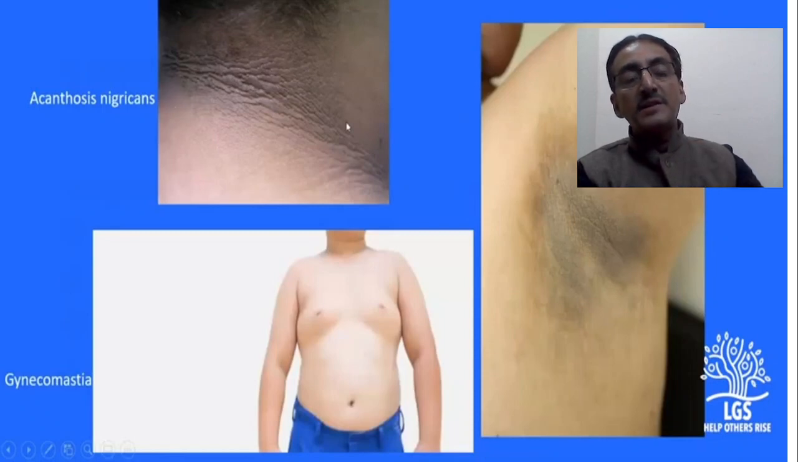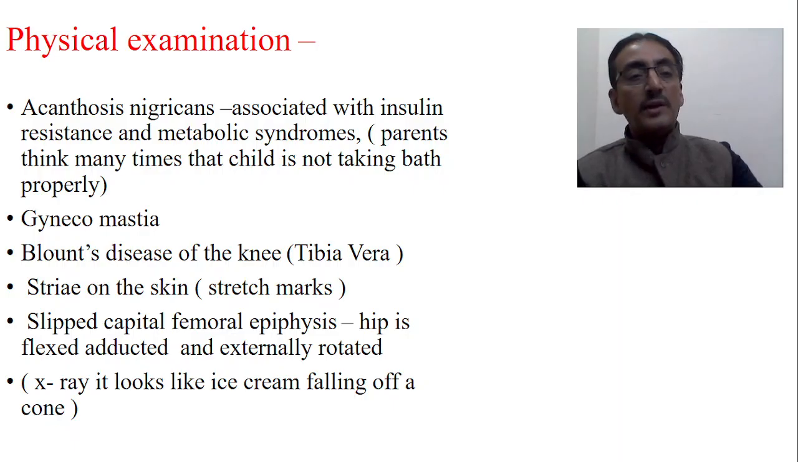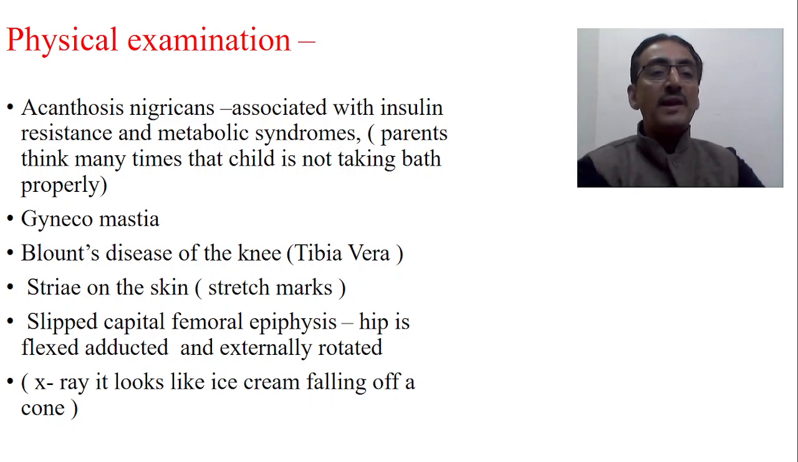So blackish discoloration with the formation of rugae and folds, etc. Many times parents think that this is nothing but the child is not cleaning the body parts, but it is not so. Okay, this is called acanthosis nigricans. So this is one of the important things which shows that the child is getting into obesity. Of course, acanthosis nigricans may also be present in cases of insulin resistance and other metabolic syndromes.